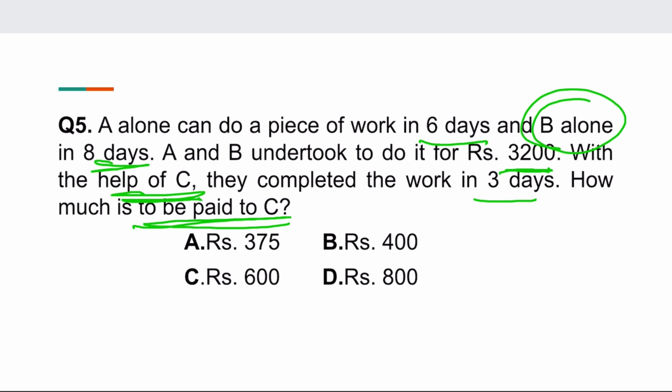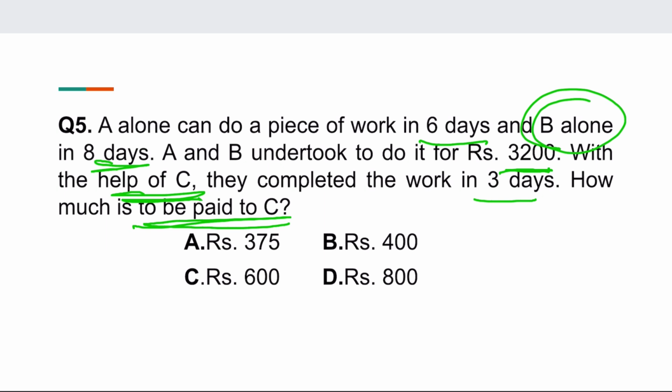Now, A and B undertook to do it for rupees 3,200. And with the help of C, they completed the work in 3 days. That means A can do the work in 6 days and B can do it in 8 days, and they undertook a certain work. Suppose they have to make a building, or dig earth or whatever. And they undertook the work for how many rupees? For 3,200. Now with the help of C, they completed the work in 3 days.